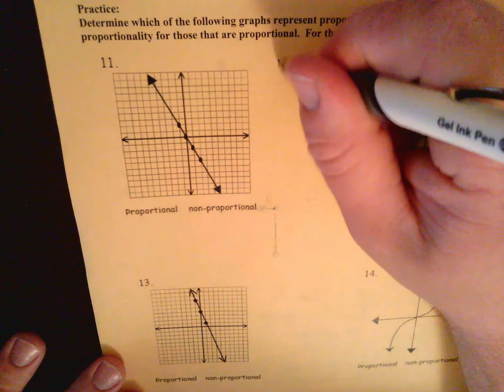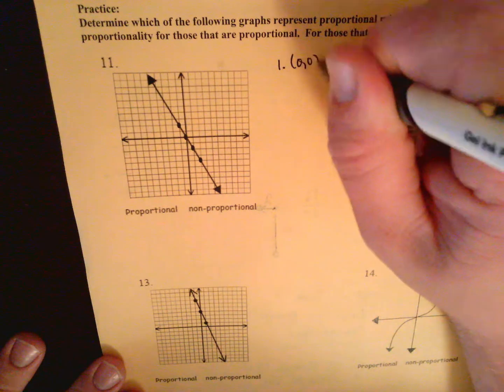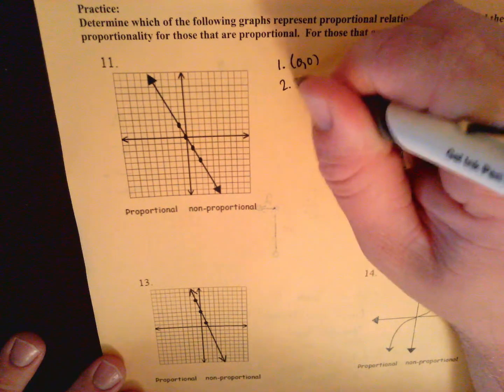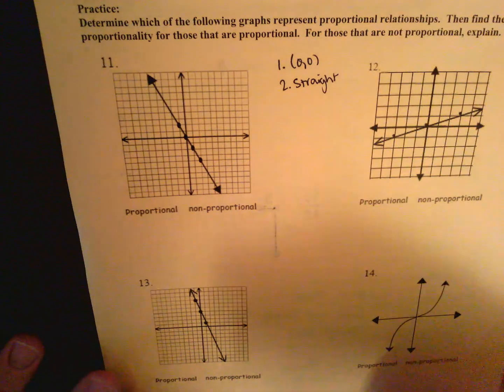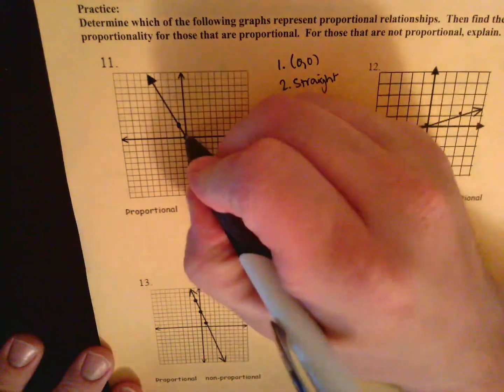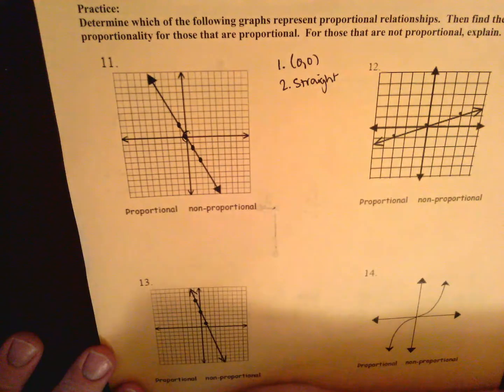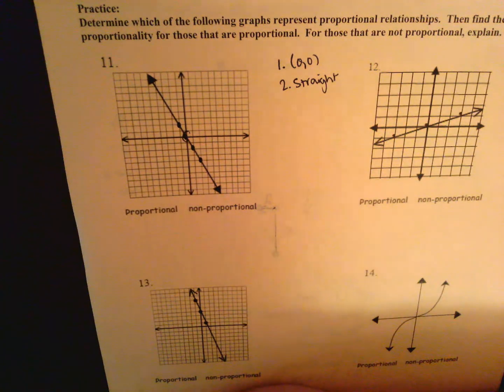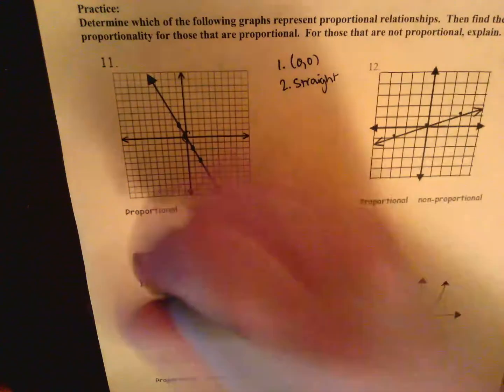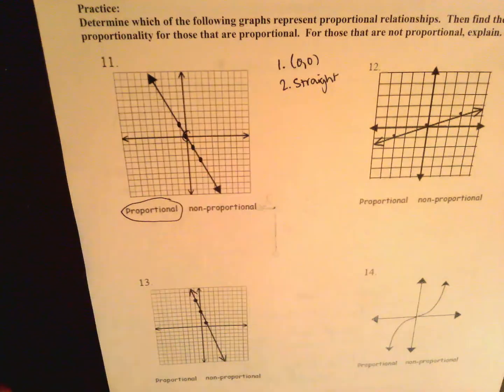Number 11. So like I said, you had to ask yourself 2 questions. First question, does it go through 0, 0? Well, 0, 0 here is right here. So yes, it does. Is it a straight line? Are there any bends? Are there any turns? No, there aren't, so we're good. It is a straight line. It's yes on both, so it's proportional.